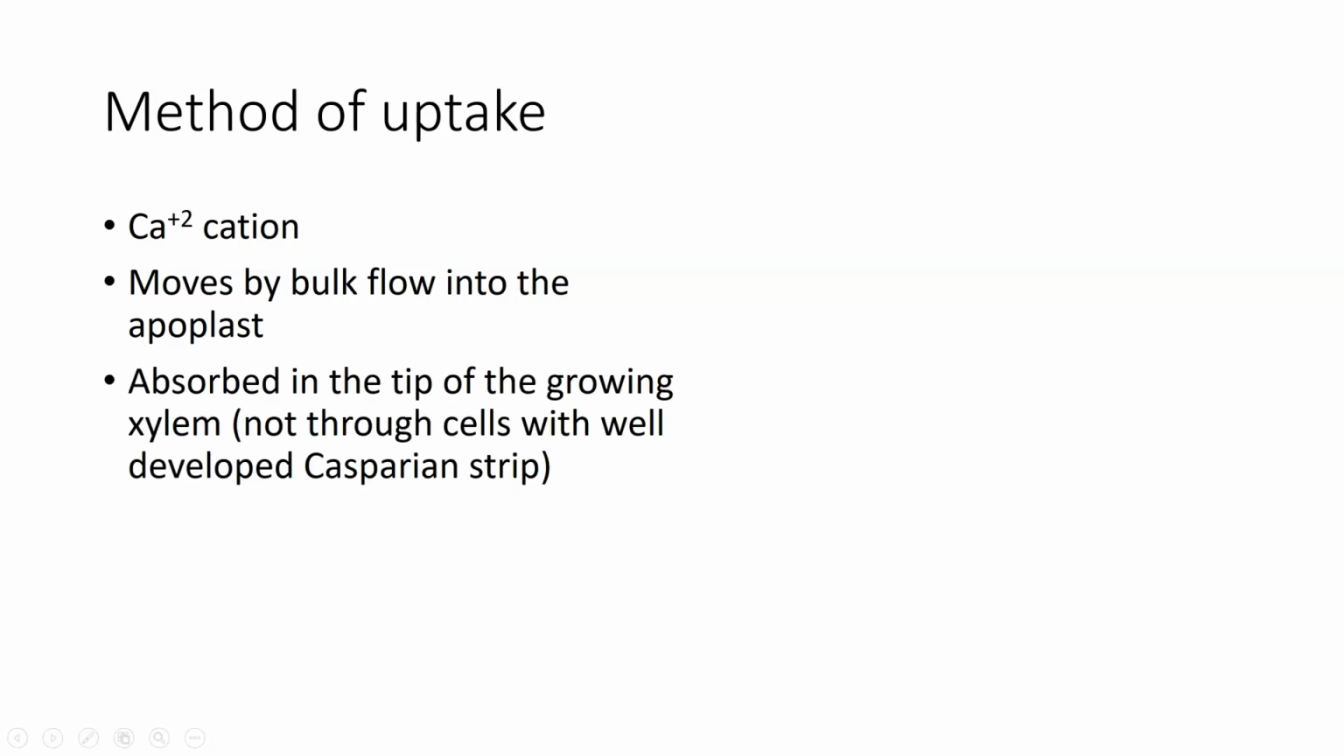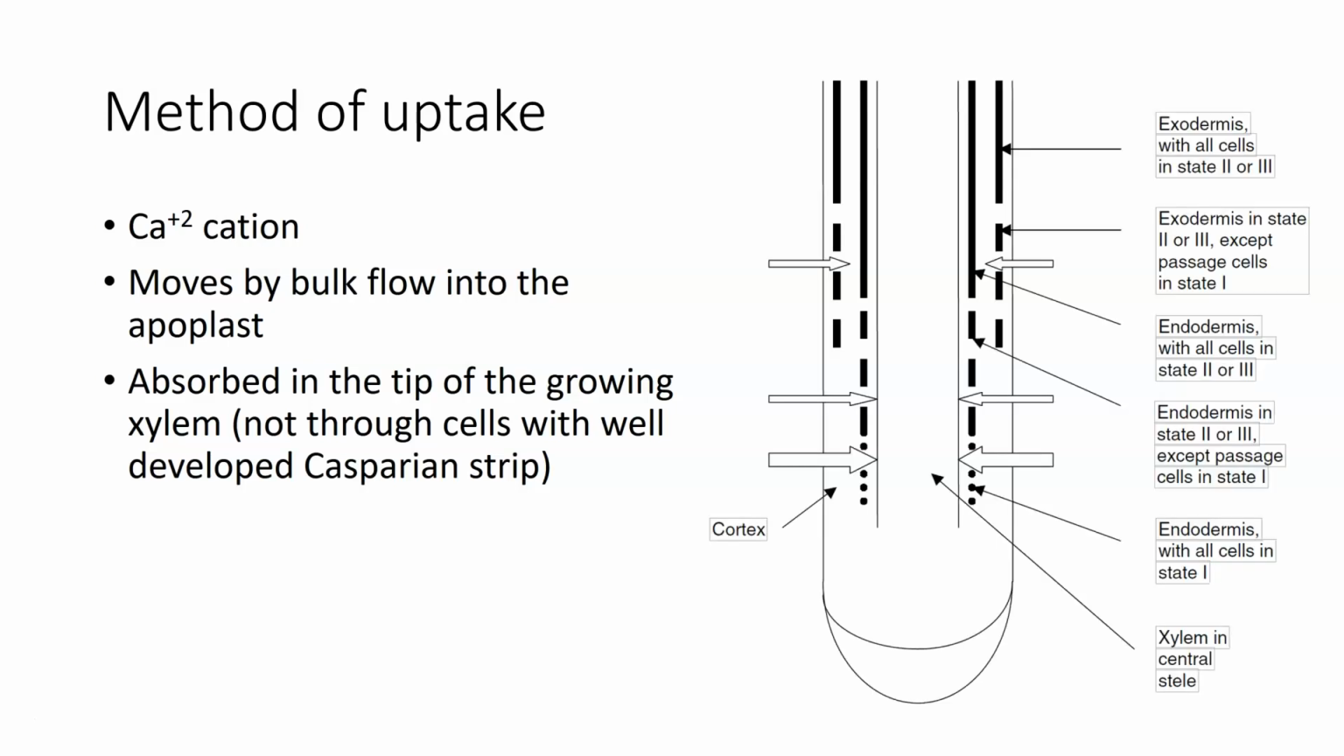It is absorbed in the tip of the growing xylem and not through cells with well-developed Casparian strips. Once you've got a well-developed Casparian strip, this will effectively block calcium absorption. Basically, if you've got the endodermis in what they call state 2 or 3, that is where the Casparian strip is well developed and you do not get any calcium influx. There may be passageways in between these where calcium may get through.